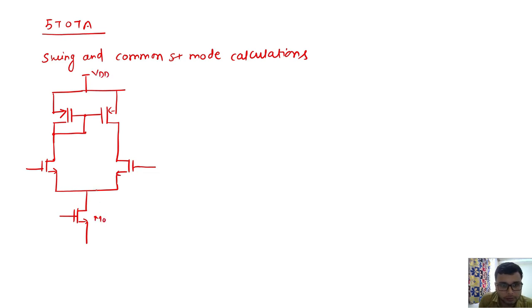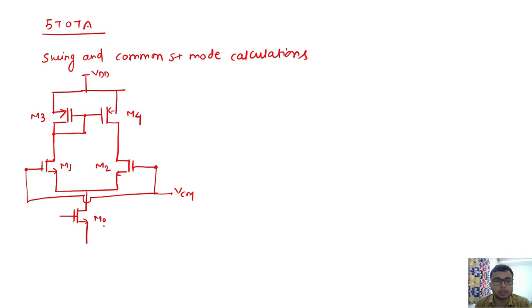So this is my M naught. First thing: what is the common mode voltage? At the input we will apply some DC voltage, some common mode voltage that we call VCM, and depending on this VCM voltage all our transistors are set in saturation. So what are the maximum and minimum values VCM can take so that the complete structure works properly?